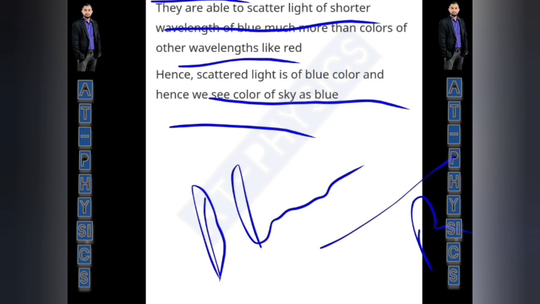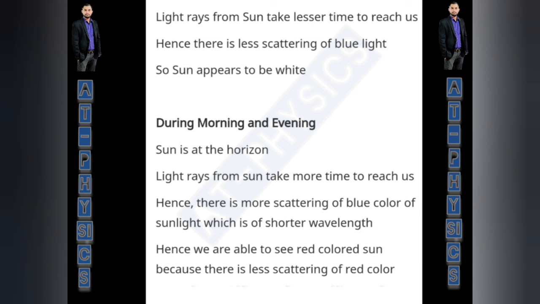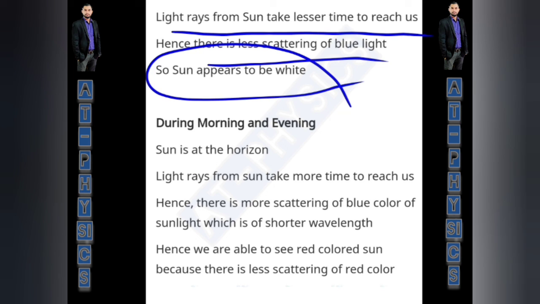Okay, so let us go to the next topic. The sun is directly above our head during the afternoon, so light rays from the sun take less time to reach us, so there will be less scattering of blue light. That's why the sun appears to be white. This question was asked in your latest CBSE sample paper.